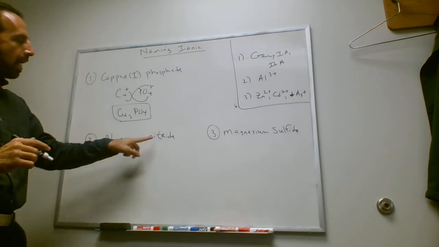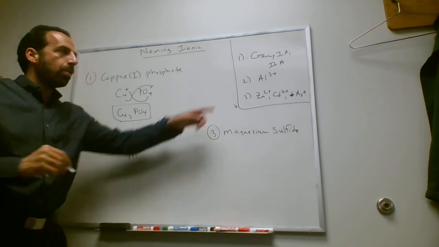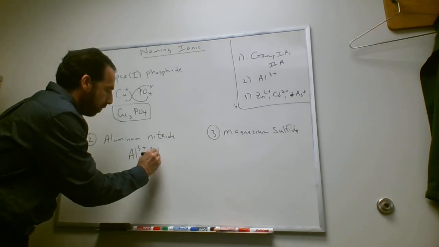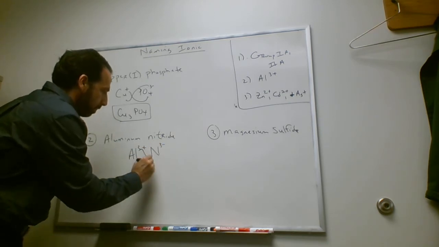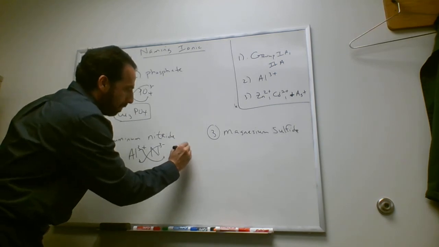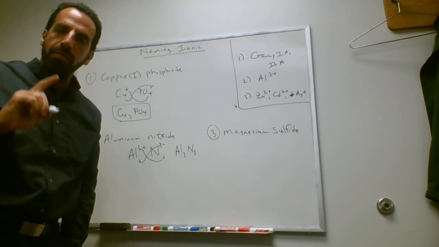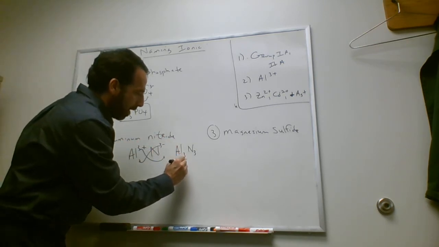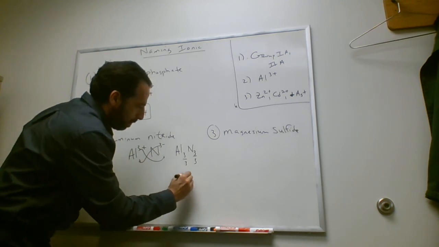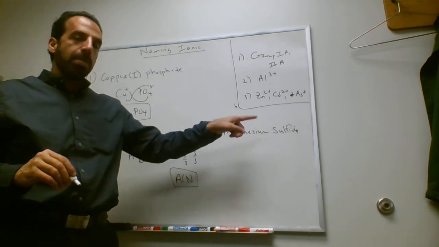This one's aluminum nitride. So aluminum is +3. So aluminum is one of those that you just have to memorize. Nitride is -3. When you reverse it, always take a look if you can reduce it down. I can reduce the 3's down. It's AlN. The last one, magnesium sulfide.